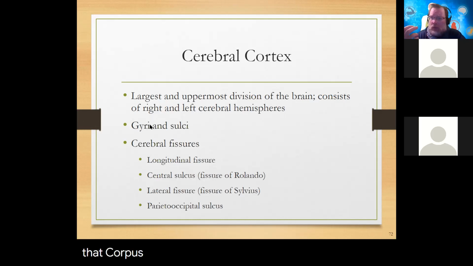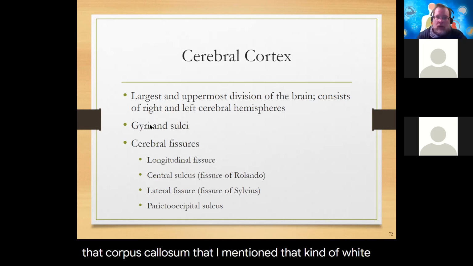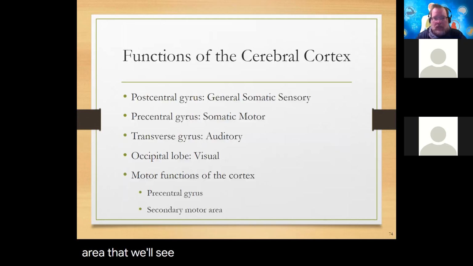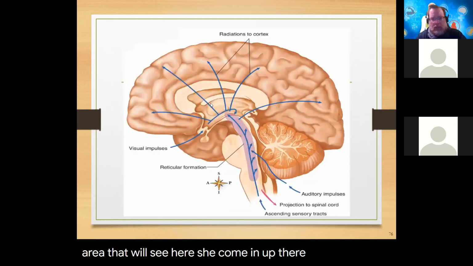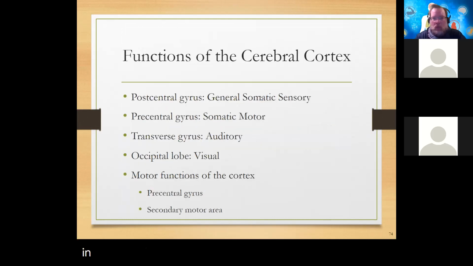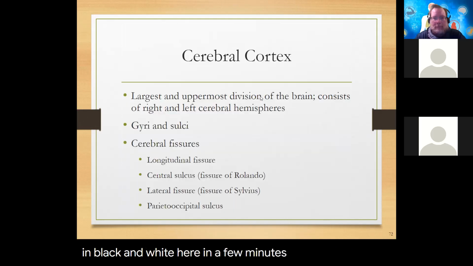That corpus callosum that I mentioned, that white area that we'll see coming up. There it is. This white area here, this is the corpus callosum. So we'll see that term in black and white here in a few minutes. The reason I'm bringing it up now is, first of all, we've seen it, maybe not known what it was, but it does connect and link the left and right cerebral hemispheres.